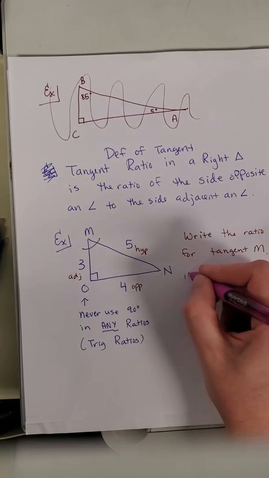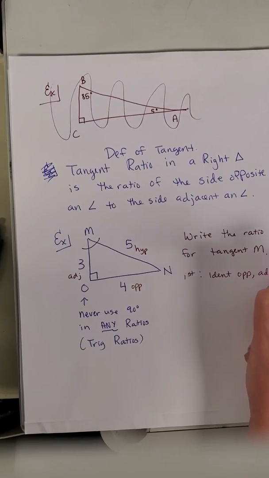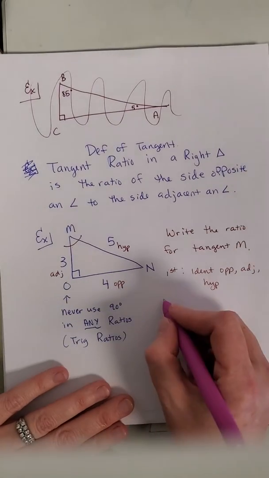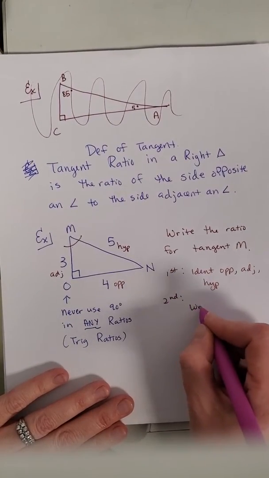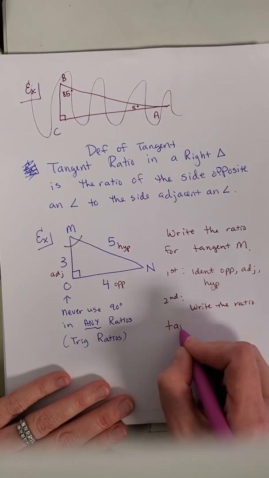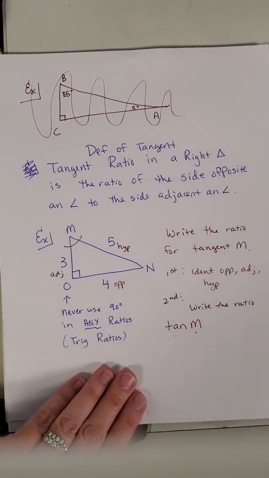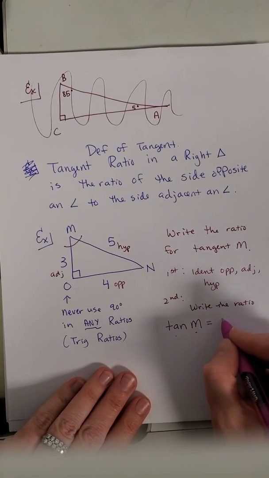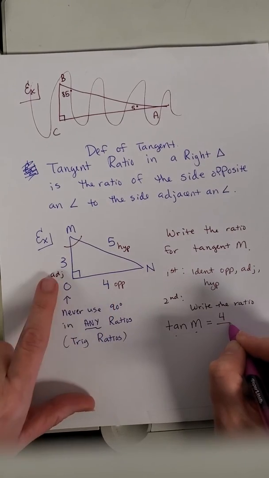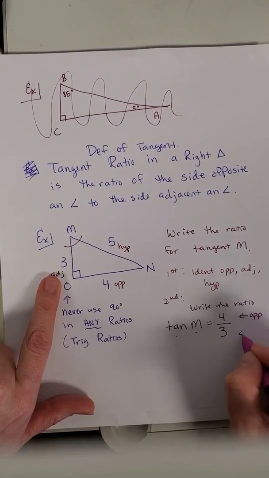So again, first, identify opposite, adjacent, and hypotenuse. All right, once you've identified each of those, then write your ratio. Okay, so we abbreviate tangent as tan. So tangent M, I always say tangent and then what angle I'm working with, M, is equal to the opposite. The opposite in this case is 4 to the adjacent, which is 3. Again, this is opposite and this is adjacent.